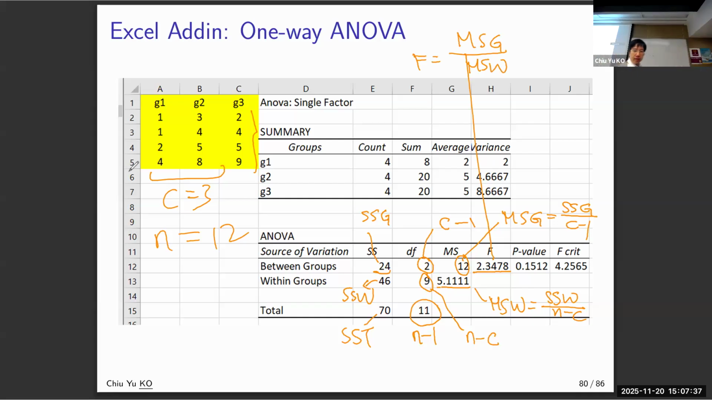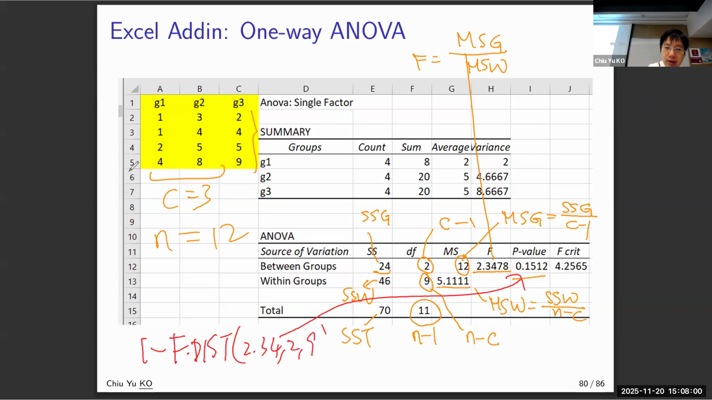Okay. And because it's a right tail test, this number is just 1 minus F distribution of 2.34, with 2 and 9 degrees of freedom. 2 comes from here, 9 comes from here, 2.34 comes from H12. And 1 minus because it's a right tail test.